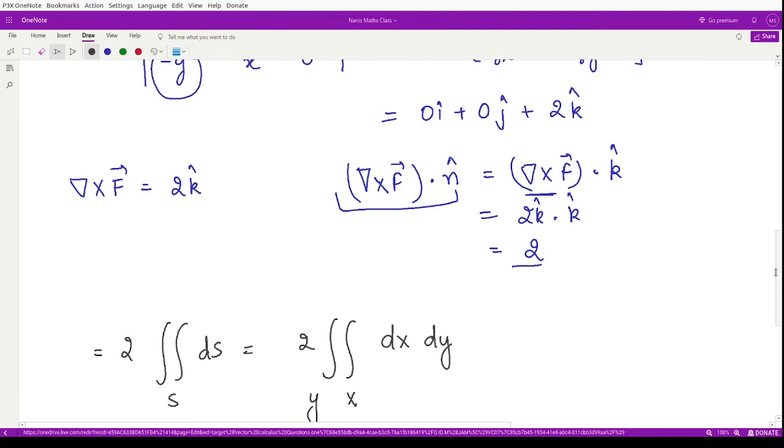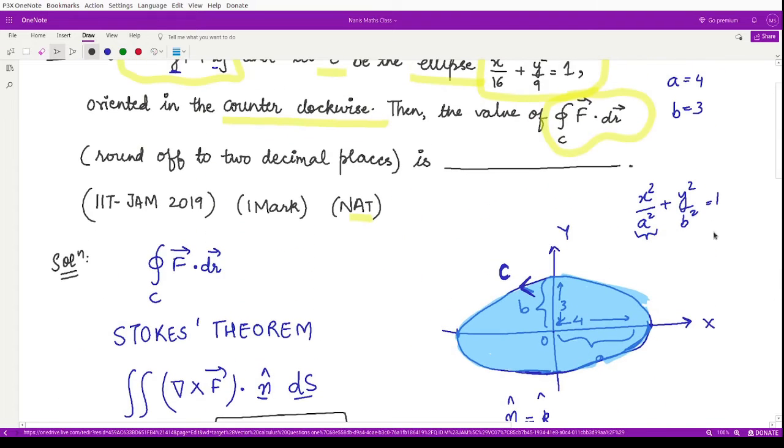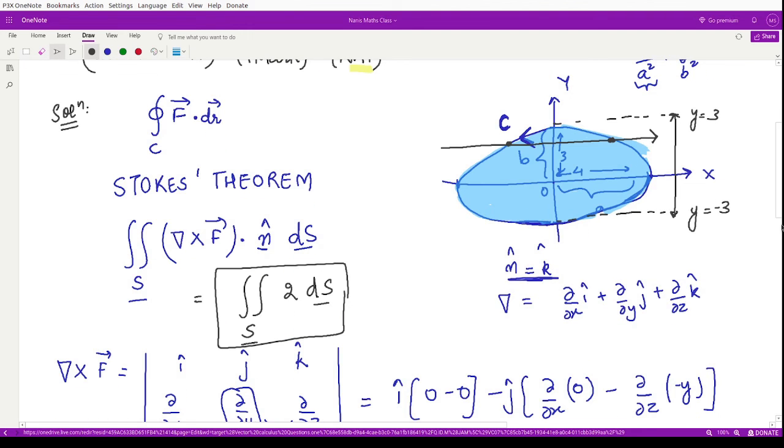In order to write the limits of x, I have to take a horizontal line which is crossing this region. So I have to see what is the value of x here and what is the value of x here, and the limits for y would vary from here to here. You already know the value of y at this point. At this point the value of y is 3, at this point the value of y is minus 3, right? So we know the constant limits for y are from minus 3 to 3.